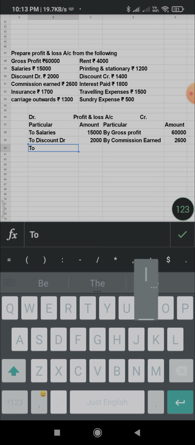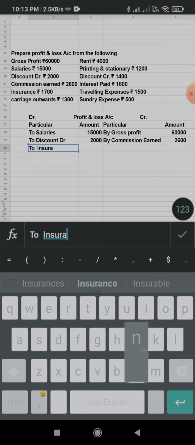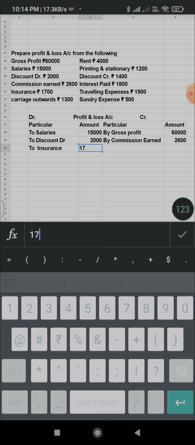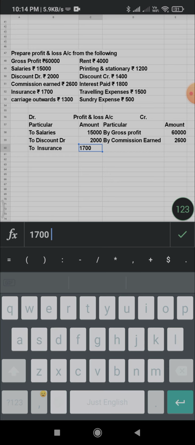Next one, they have given insurance. Insurance is an expense. Sometimes you take insurance to secure the goods. If there is any chance of fire or anything, to get damage protection we are going to take insurance. Insurance is called an expense. So that's why insurance will be taken under the profit and loss account debit side every time.